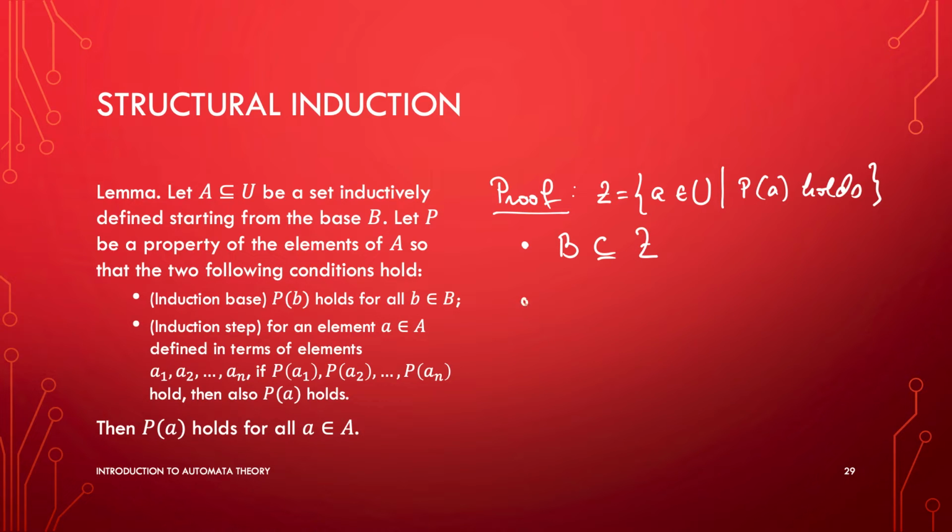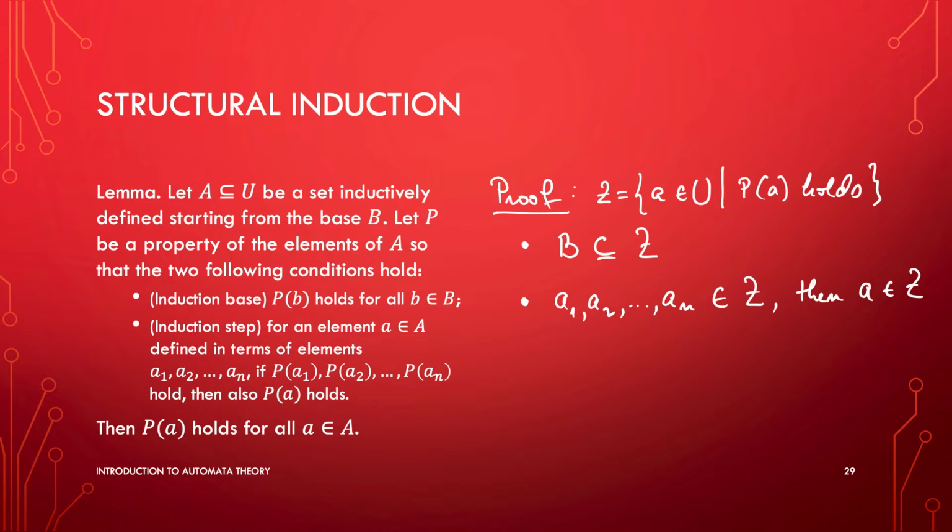And the other condition in the lemma says that, if you have elements A1, A2, ..., An for which the property holds, or in other words, using our notation, they belong to Z, then A, which is defined in terms of A1, A2, ..., An, also satisfies the property, and using our terminology, this is A belongs to Z. So this is just a simple reformulation of the conditions of the lemma, and obviously this is part of our hypothesis, so we are assuming that these are true.